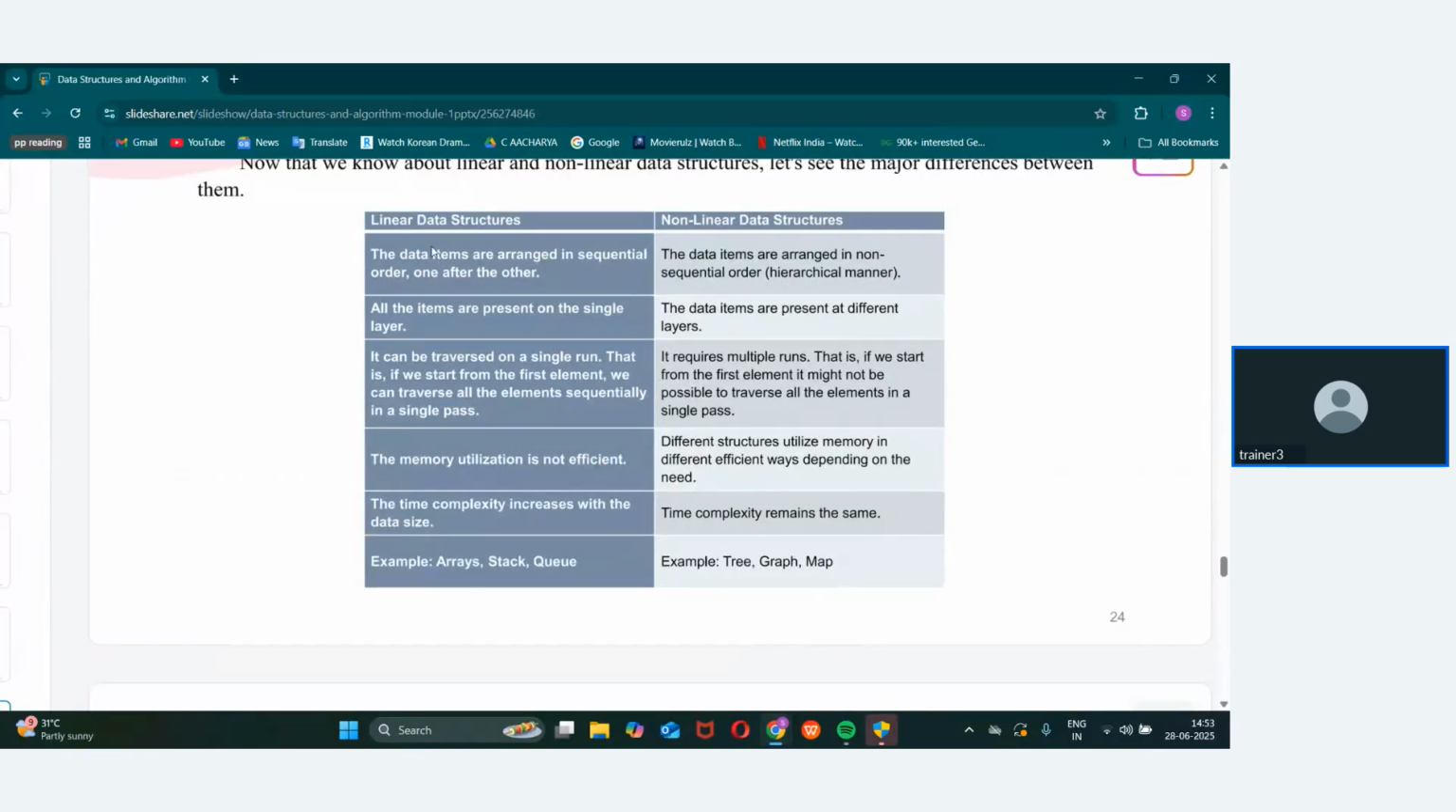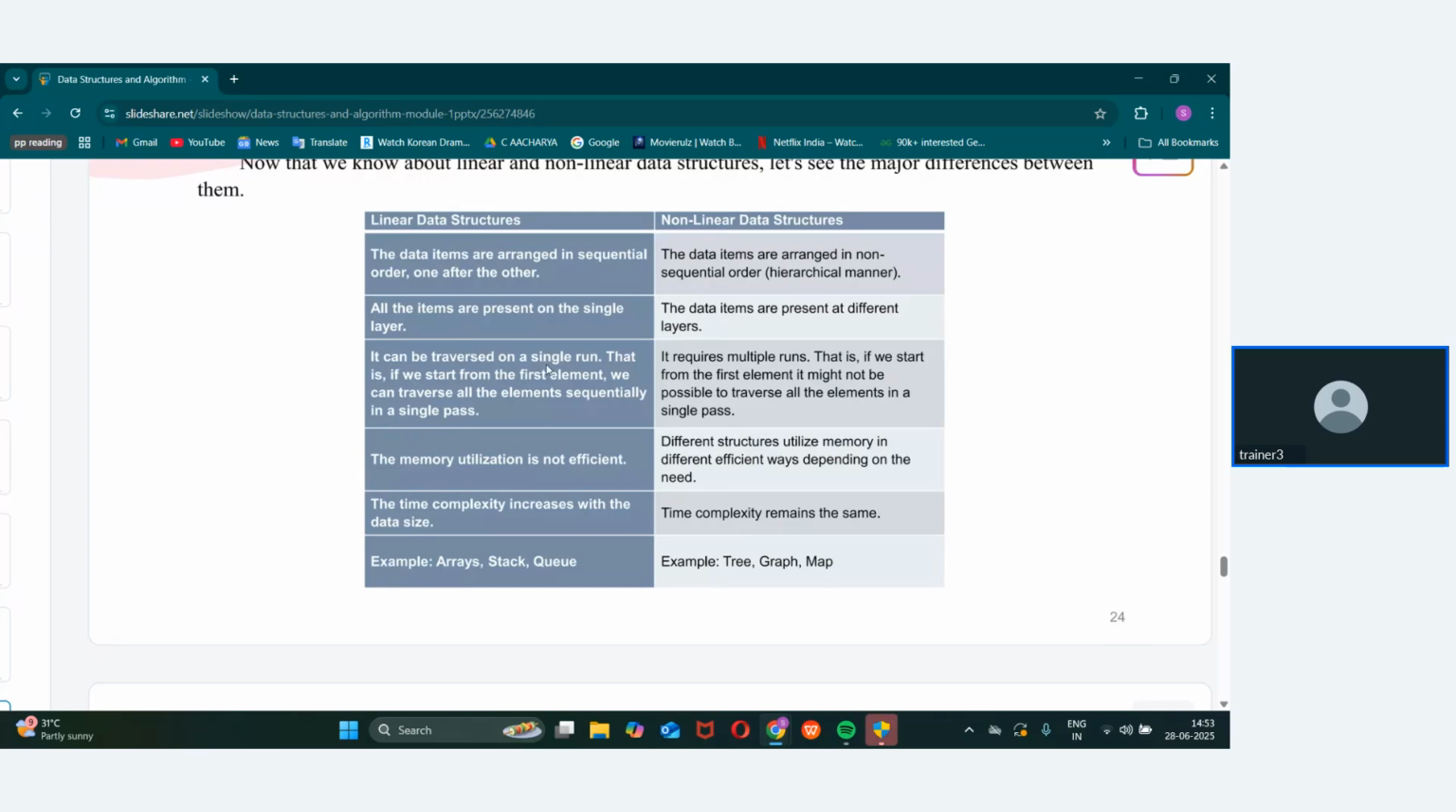So in linear data structure, the elements are arranged in a sequential order, whereas here we arrange the elements in a hierarchical manner rather than continuous memory blocks. Coming to linear data structures, all items are present on a single layer, whereas here the data items are present at different layers. So we have a single layer in linear data structures and here we have different layers.